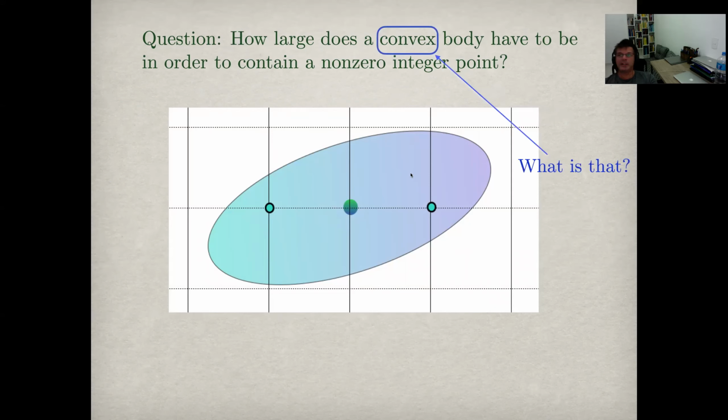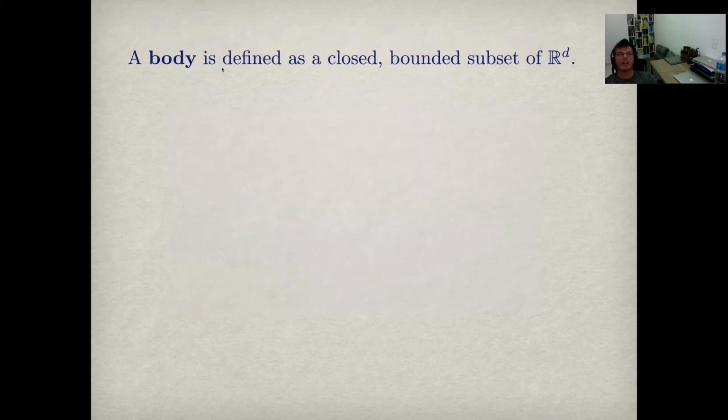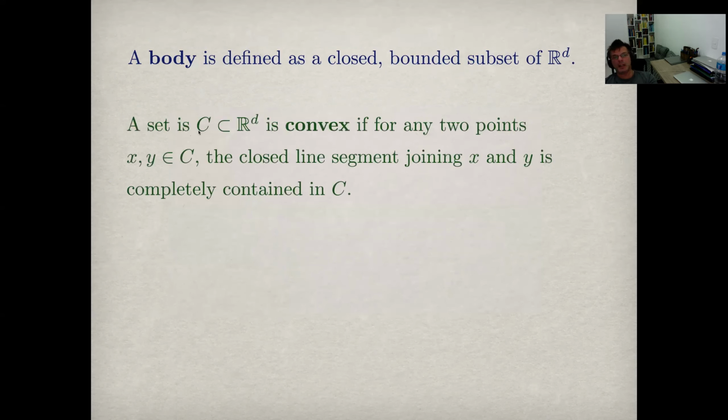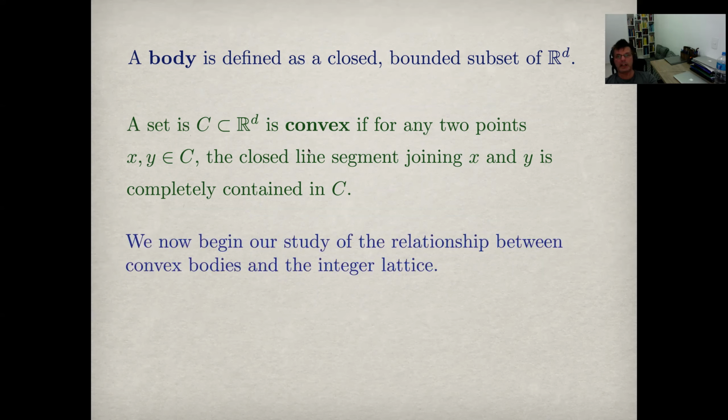So first, we should be fair. What is convex? What is a body? So let's define it. A body is defined as a closed bounded subset of Euclidean space. A set is called convex if for any 2 points x, y in the set, the whole closed line segment connecting them again lies in the set. So that's a convex set.